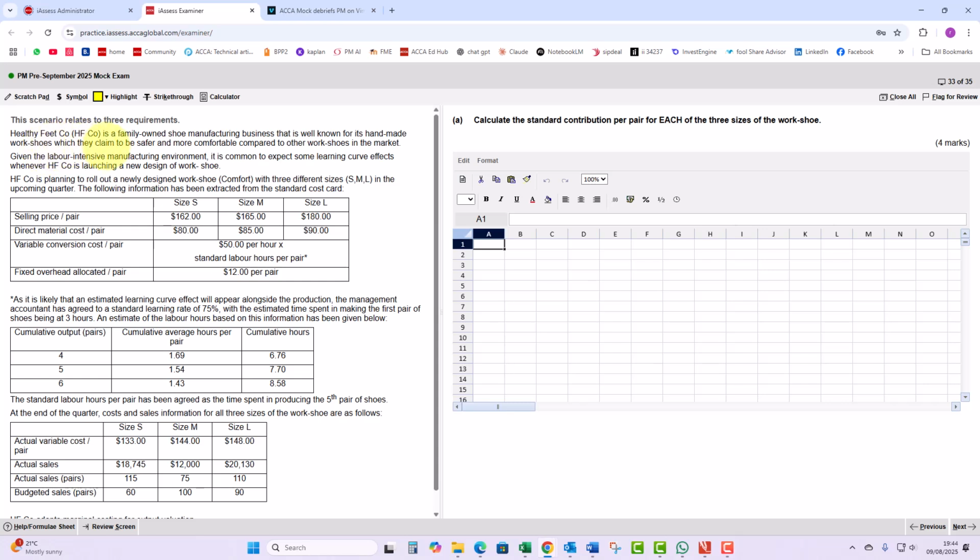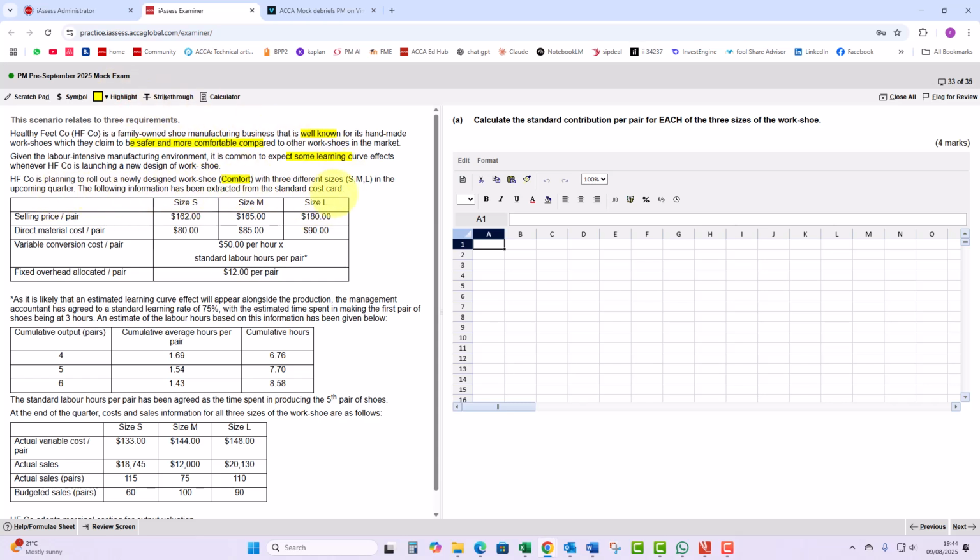Healthy Feet Co. is a family-owned shoe manufacturing business that's well known for its handmade work shoes, which they claim to be safer and more comfortable compared to other work shoes in the market. Given the labour-intensive manufacturing environment, it's common to expect some learning curve effects whenever HF is launching a new design of work shoe. They're planning to roll out a newly designed shoe called the Comfort in 3 different sizes, small, medium, large, in the next quarter.